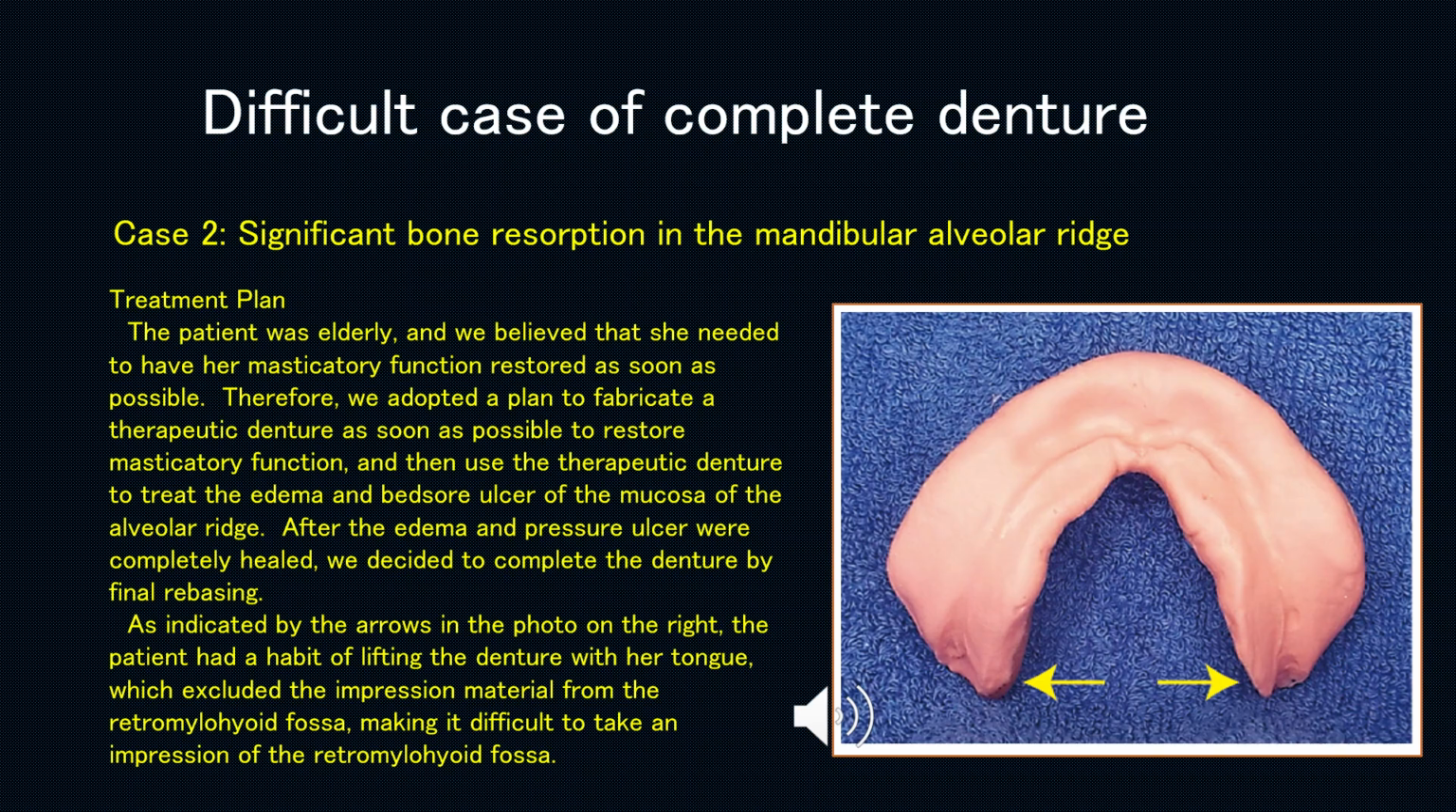The patient had a habit of lifting the denture with her tongue, which excluded the impression material from the retromylohyoid fossa, making it difficult to take an impression of the retromylohyoid fossa.